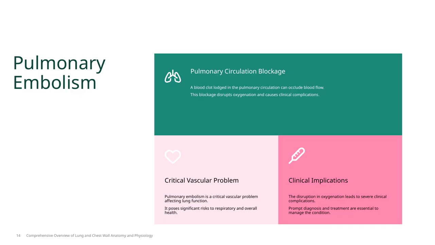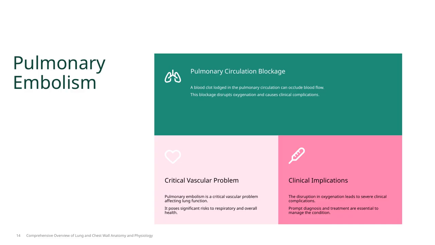It's a significant problem because it directly affects lung function and can pose serious risks to both respiratory health and overall well-being. The disruption caused by a pulmonary embolism can be life-threatening if not addressed promptly. When we think about clinical implications, the key point is that impaired oxygenation can lead to severe complications, like respiratory failure or even cardiovascular collapse. That's why timely diagnosis and immediate treatment are absolutely essential. Recognizing the signs early and intervening quickly can make a life-saving difference.